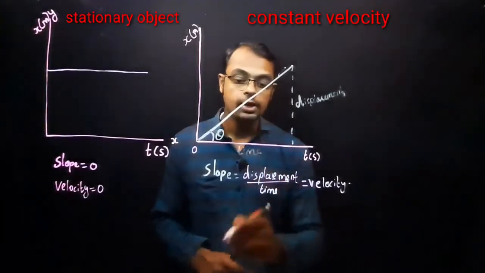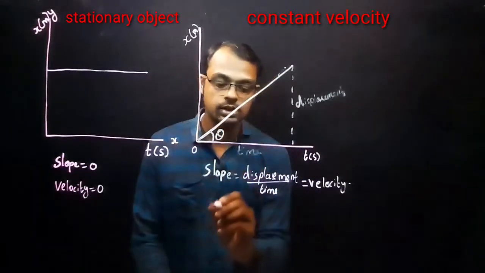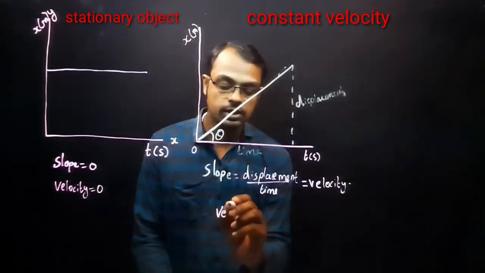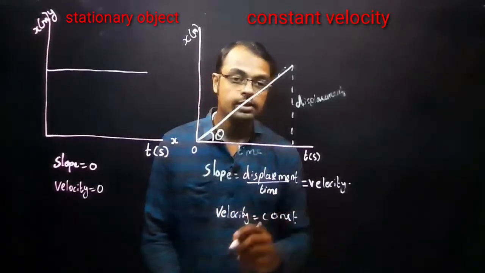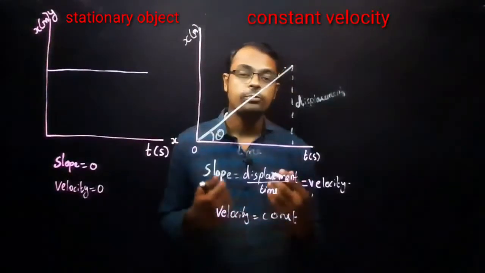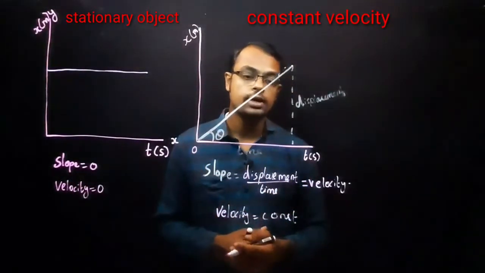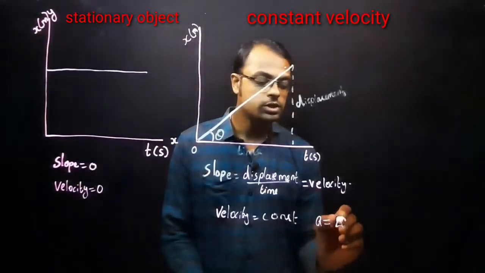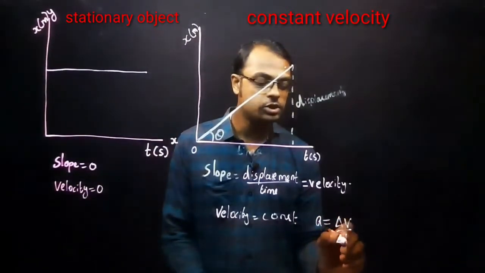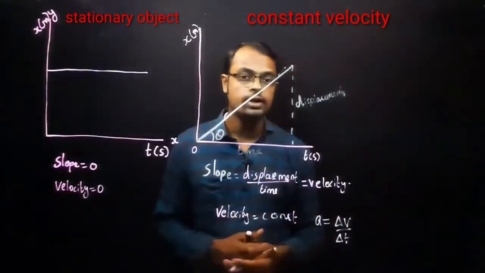Body is moving with a constant velocity. So this is a graph representing what? Velocity in this case is constant, right? If the velocity is constant, what is the acceleration of the body? As you already learned in previous classes, acceleration is equal to change in velocity divided by change in time, or (v minus u) divided by t.